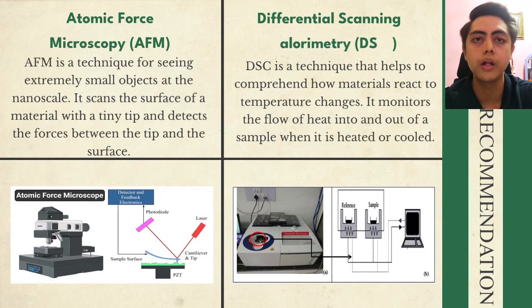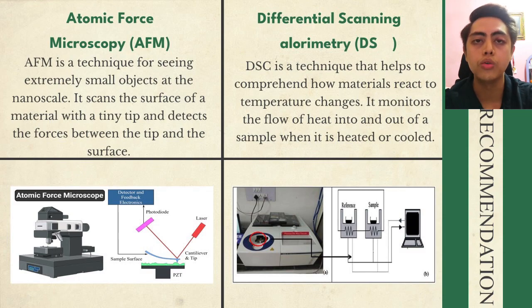DSC is a technique that helps to comprehend how materials react to temperature changes. It monitors the flow of heat into and out of a sample when it is heated or cooled. We may learn about the sample's characteristics such as melting temperatures, phase transitions, and chemical reactions by comparing its heat flow to that of reference materials.